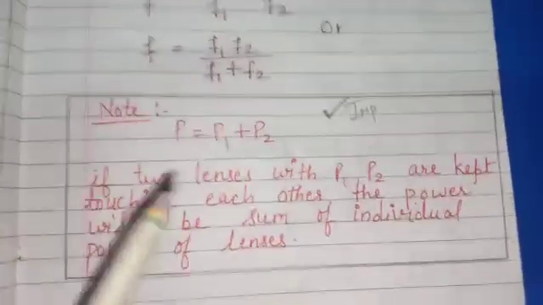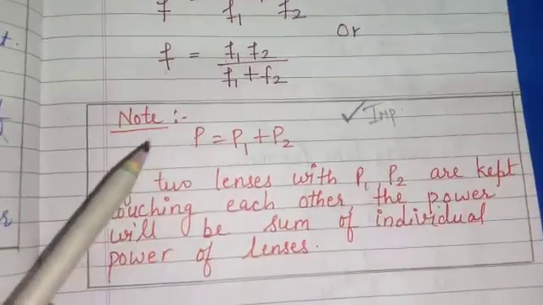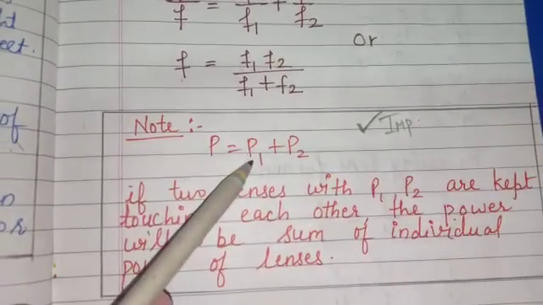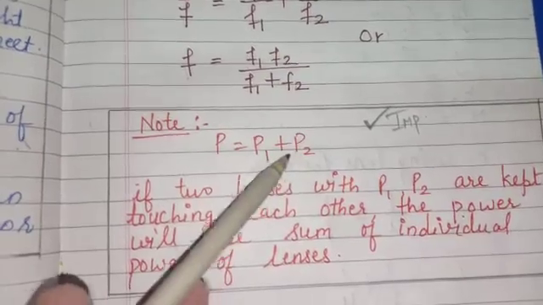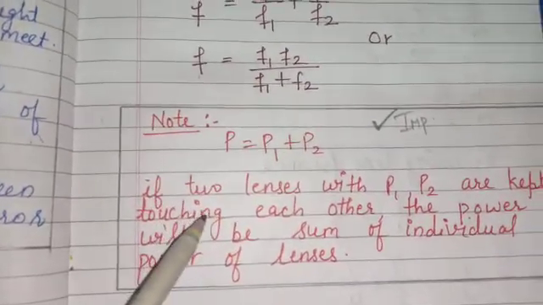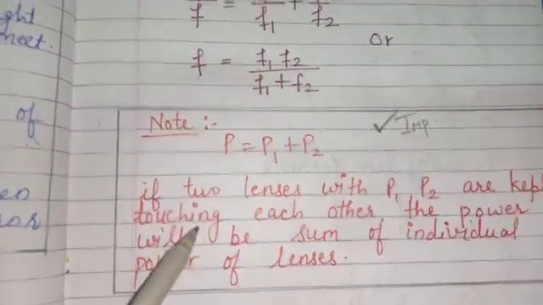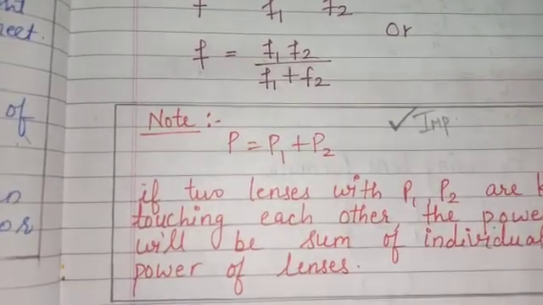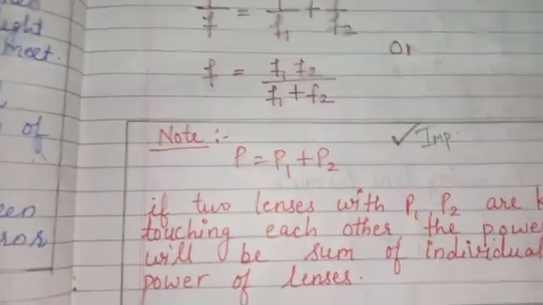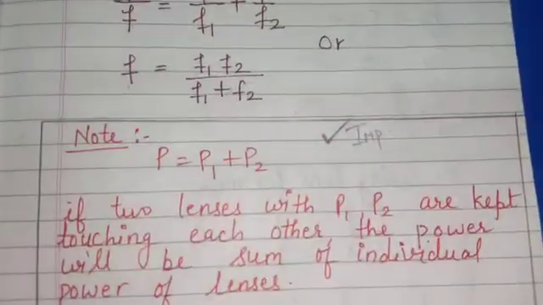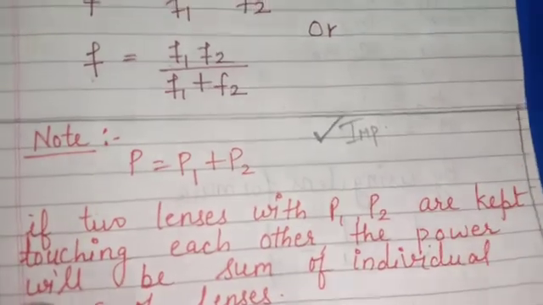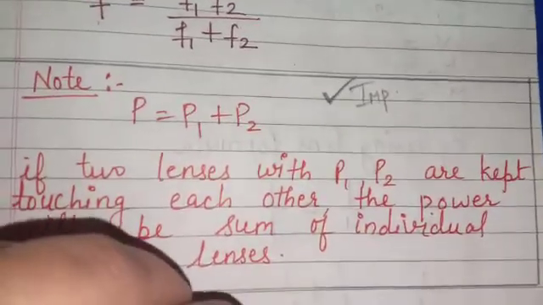Just an important note: when these lenses are combined, what will be the power? If P1 is the power of one lens and P2 is that of another, and the two lenses are kept touching each other, then the power will be the sum of the individual powers of the lenses. This is called the algebraic sum of the individual powers. Now we are doing one numerical so that you can understand all this properly.